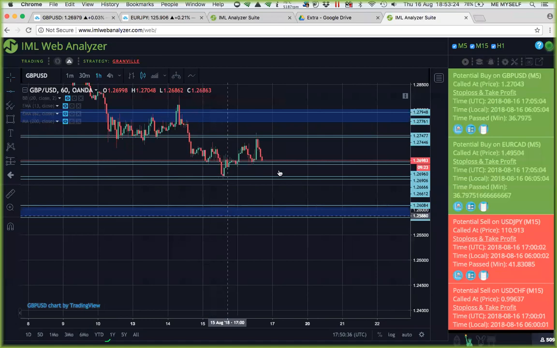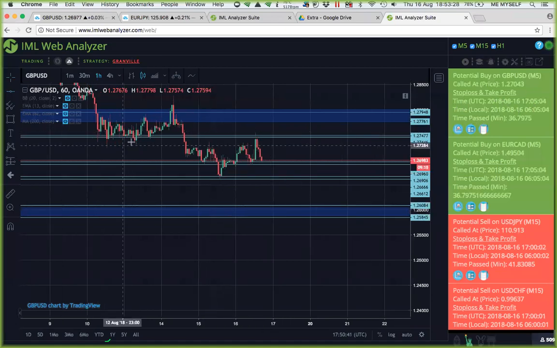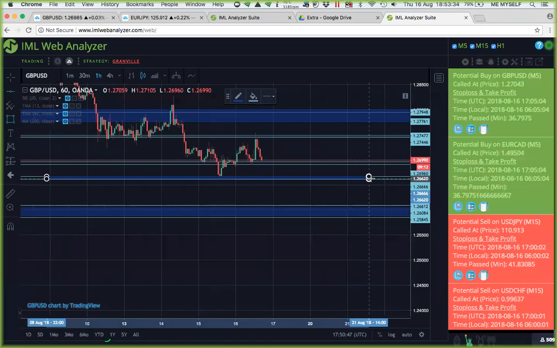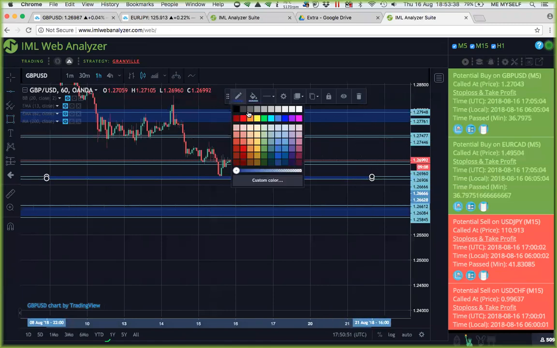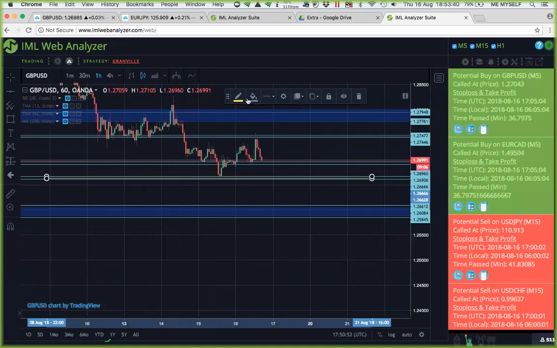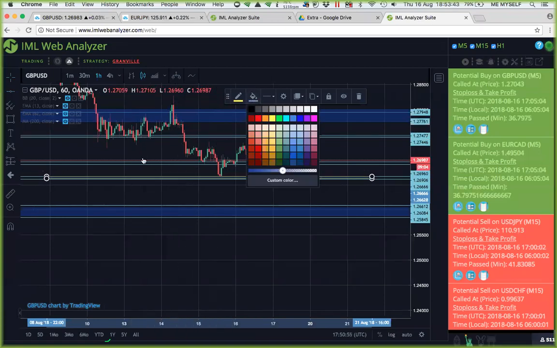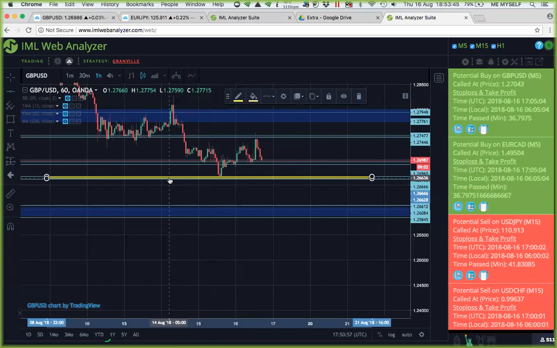So you notice I'm taking my time. I'm not rushing. I'm not rushing to take this trade at all. Taking my time, making sure the analysis is right. I'm just going to give this a different color. All right, so we're going to fill this in with the yellow.